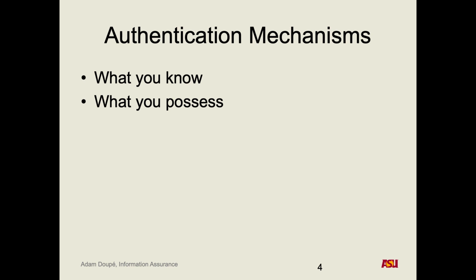Okay, so what's the difference between, let's say, what you possess, like a text message to your phone to prove that you have that phone number, and your fingerprint? Yeah. It's using something that you have versus something that you are. Somebody else could take your phone, but they can't necessarily take your fingerprint, hopefully.